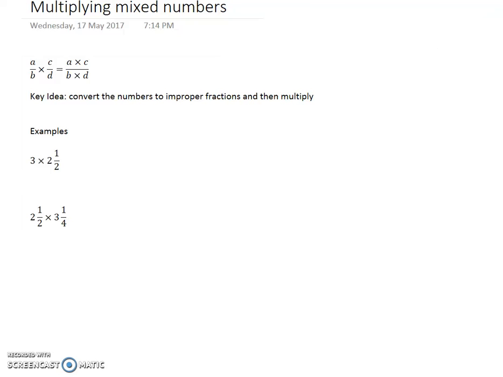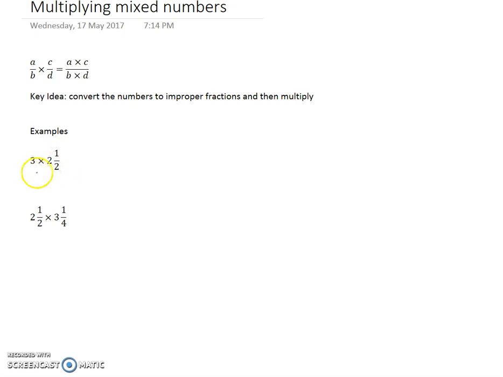Okay, so this video is quickly going to go through multiplying mixed numbers. Now we should know how to multiply fractions together. Just multiply the numerators and multiply the denominators together. And you might also know about how to cancel things. If we look at this example, I've got up here saying convert the numbers to improper fractions and then multiply. Yes, you can do that, but you might be able to do it in your head.